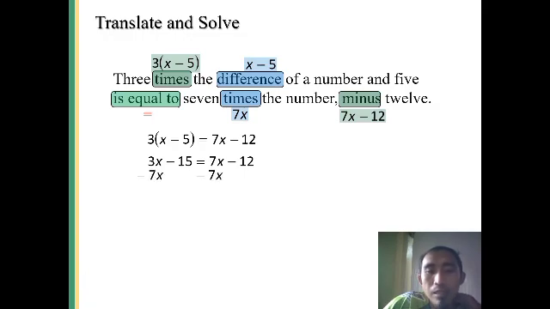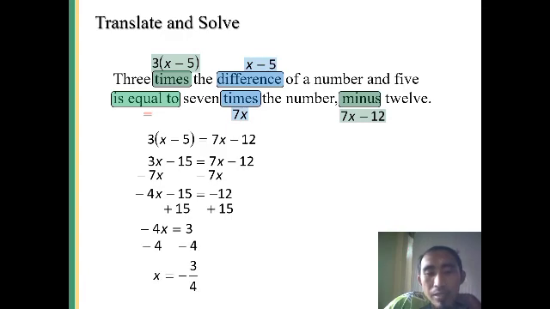Then we have similar terms, so we need to subtract this one. Then we have 4x, minus 15 minus 12. Then we add 15 to both sides. Then the answer is negative 4x equals 3. Then we divide by negative 4 on both sides. The answer is x equals negative 3/4.